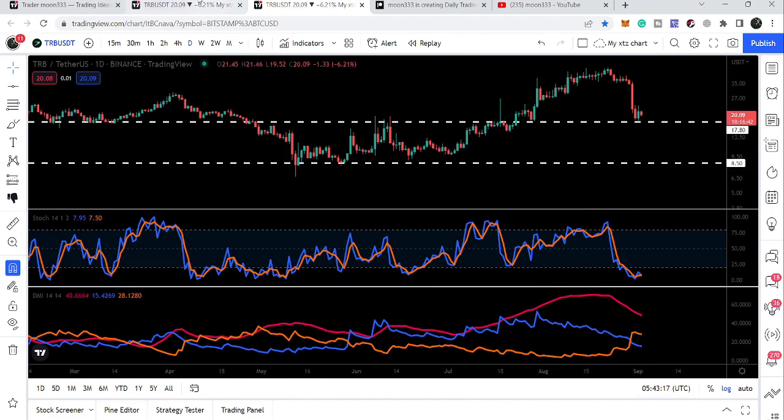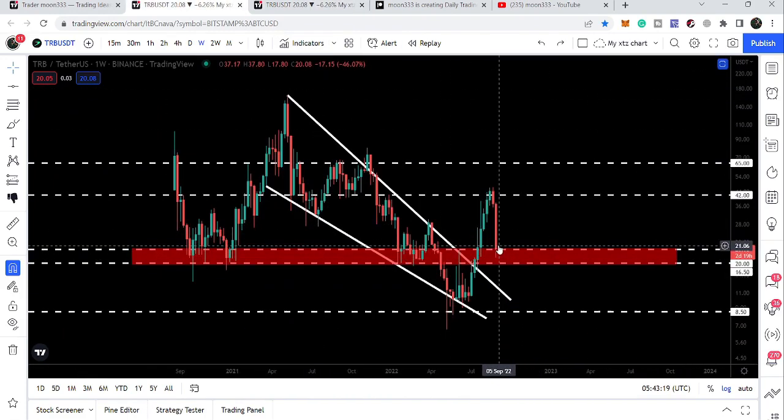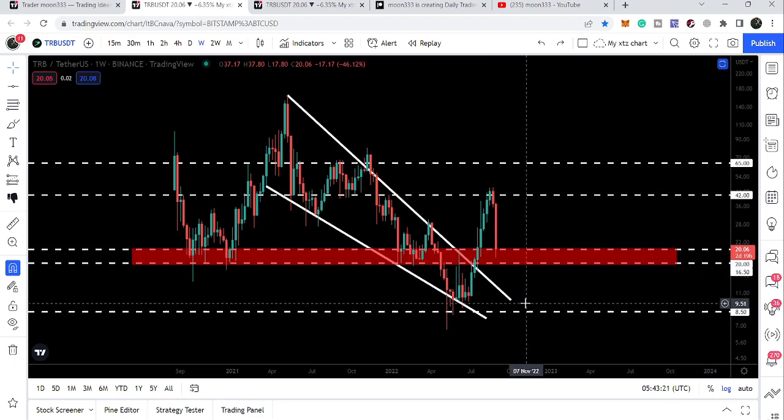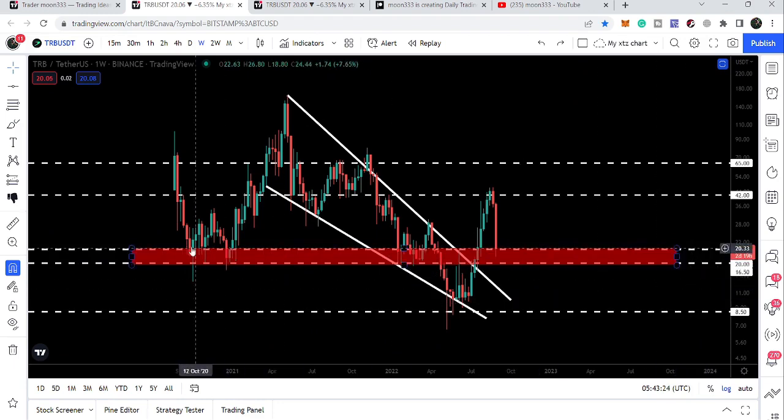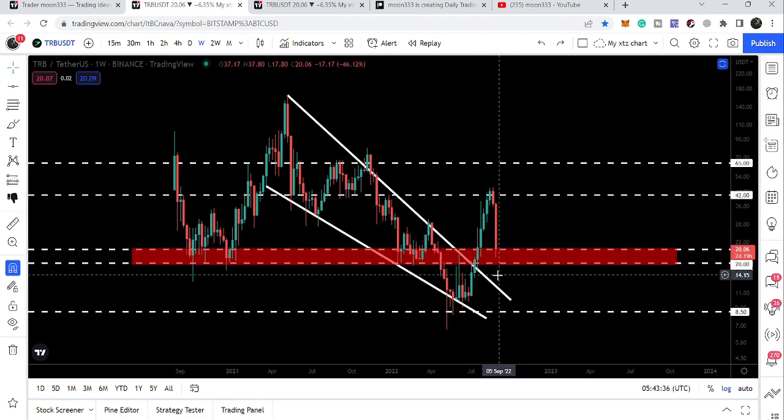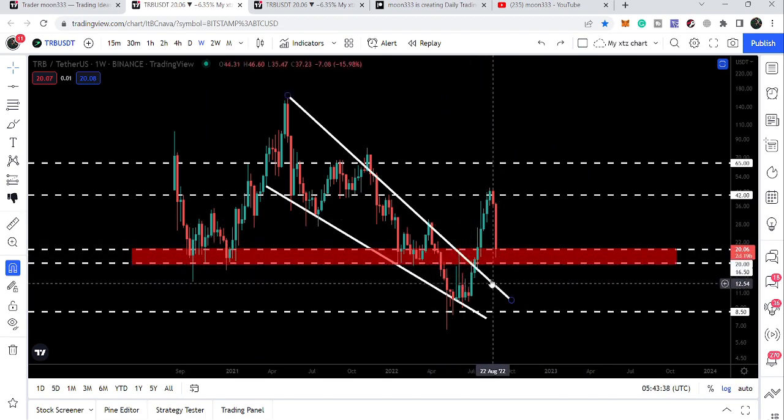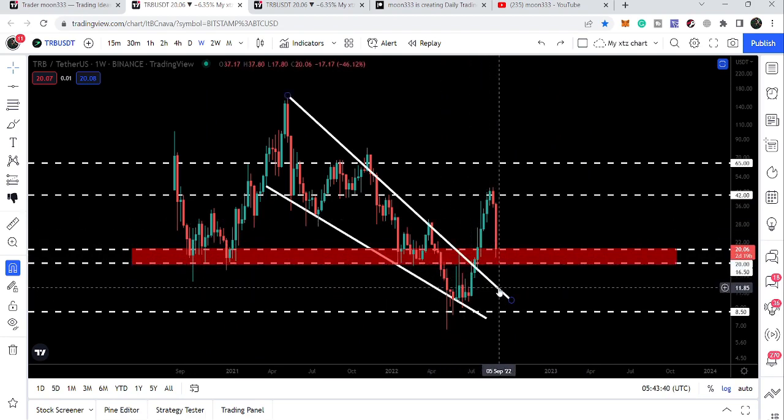We are testing this support, and it is also possible that we may move further down to test the support of $16.50. You can see we are moving inside a very strong support zone, and it can also be a very nice buying zone for the next price reversal. But if it is broken down, then we can drop further to test this previous resistance of the falling wedge pattern as a support. So this was the update so far.